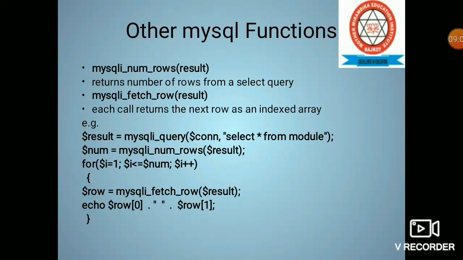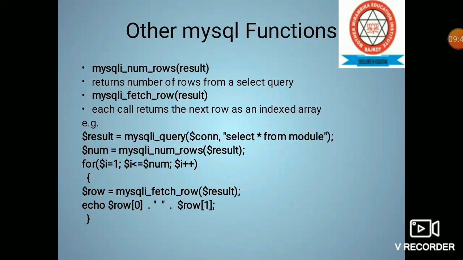Example is given. First of all, we have taken mysqli_query. The very first argument is the connection variable and the second argument is the query. Here we are passing the query as select star from module. This query will return all the records stored in the module table. For example, if there are 50 records, it will return 50 records. If there are 100 records, it will return all 100 records. And the resultant data will be stored in the $result variable.